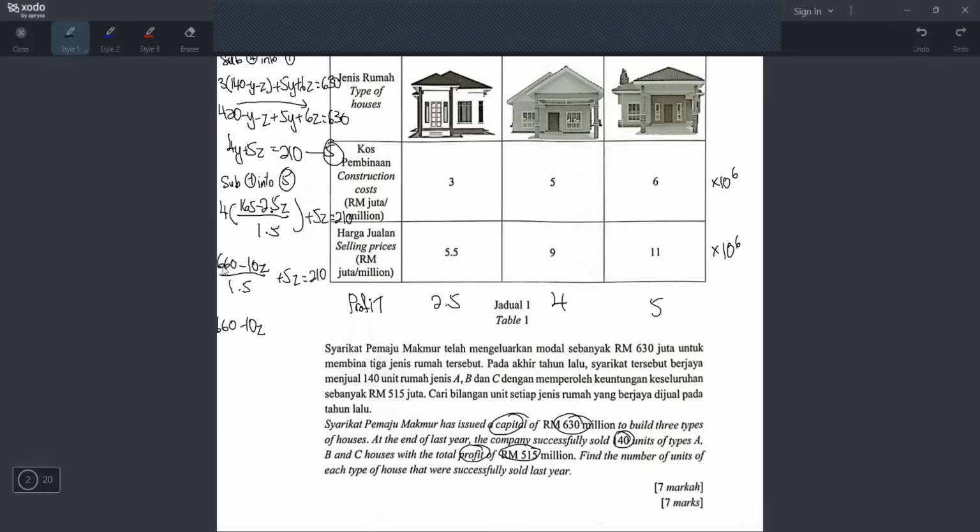What is 5 times 1.5? 7.5. So just write 7.5z. And then finally it's 210 times 1.5. And then you get 315, right? Okay, if I did everything correctly, I should get my z soon.